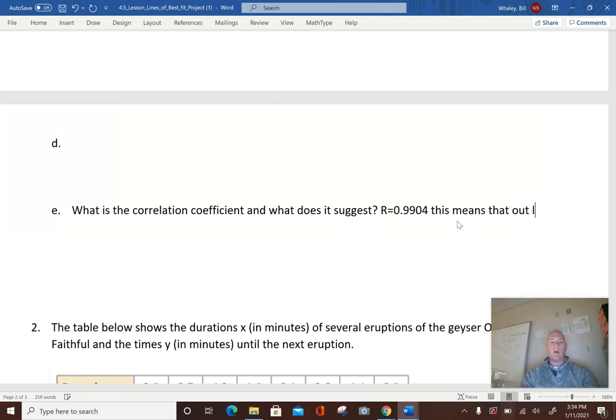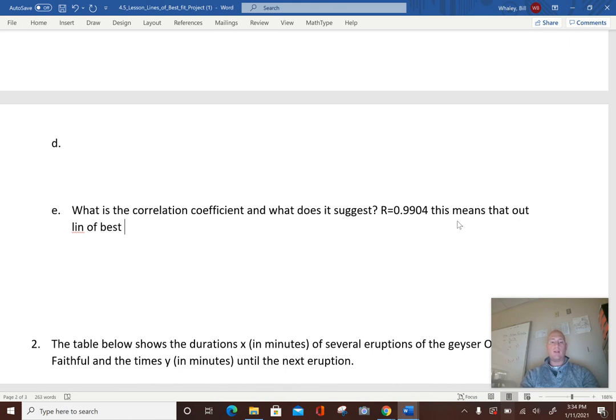that our line of best fit is very accurate, okay? Or our line of best fit has a very strong positive correlation. In other words, our line is going up. We're getting more snow as the weeks go on. And our line of best fit is very close to the data. So I would believe anything that our line tells us very strongly.